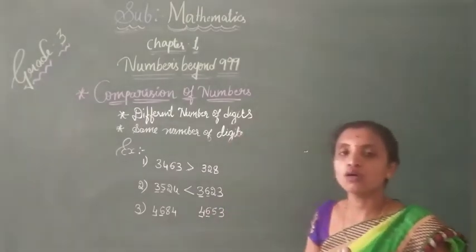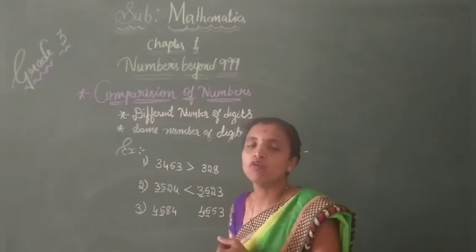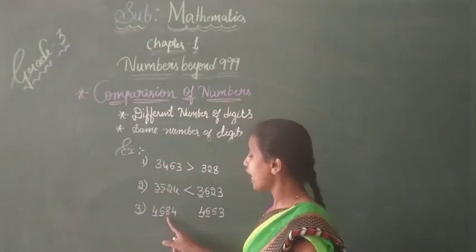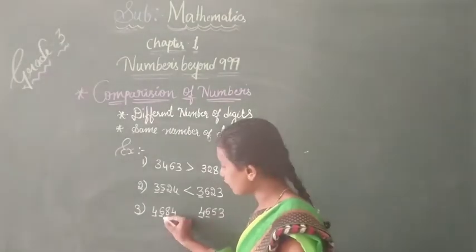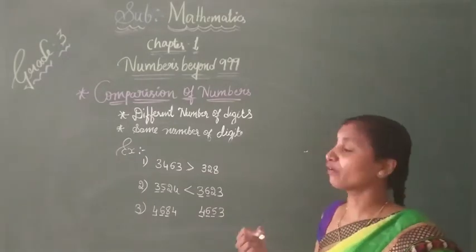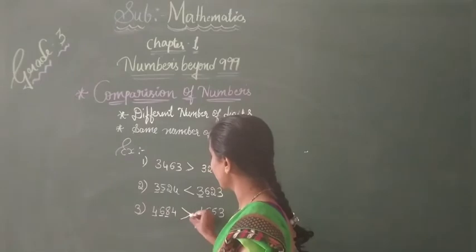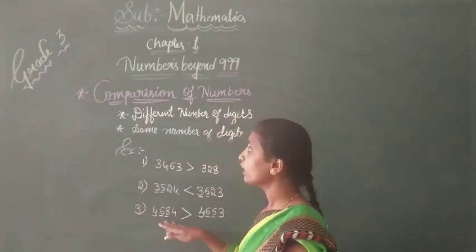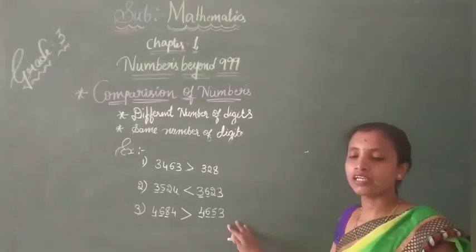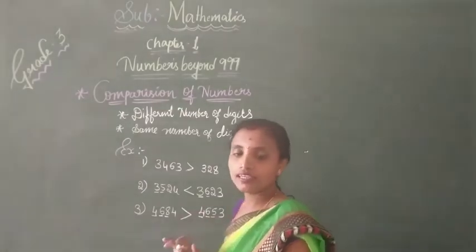What do we have to do now? Thousands place also same, hundreds place also same. What do we do now? We have to compare the numbers with the tens place. Is it? In the tens place, here is 8 and here is 5. So which is greater now? Yes. Good. 4684 is greater than 4653. Is it clear? Understand?